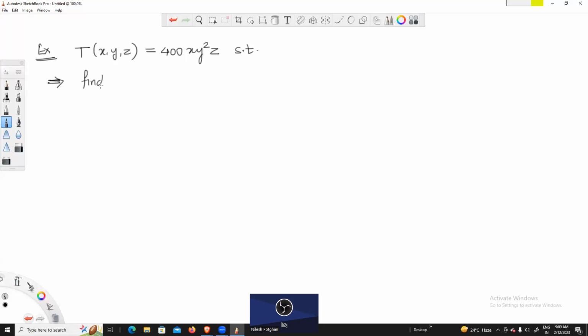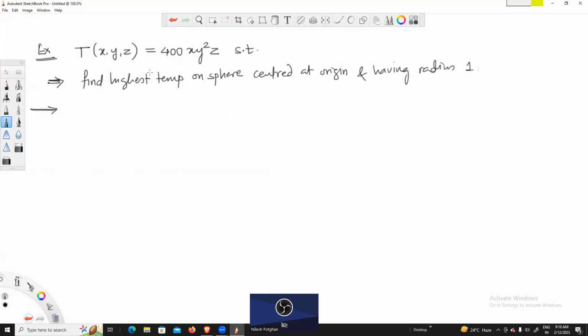Find the highest temperature on a sphere centered at origin and having radius 1. So let us first understand this question.